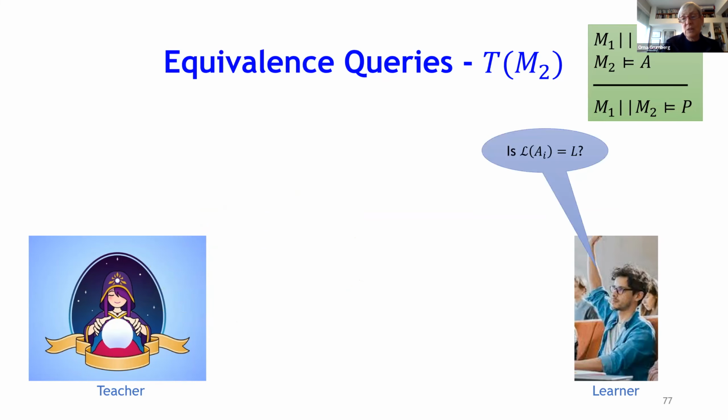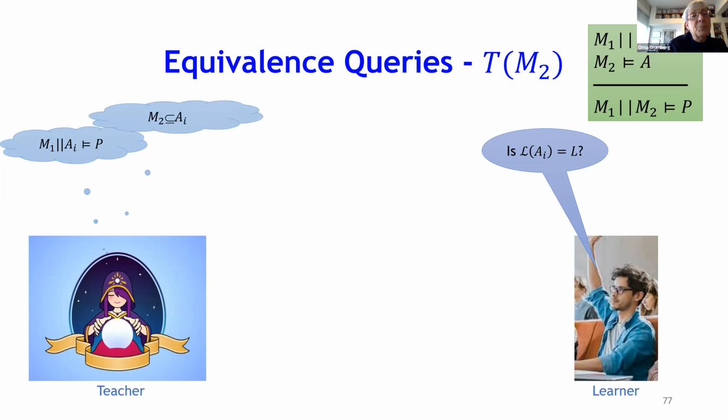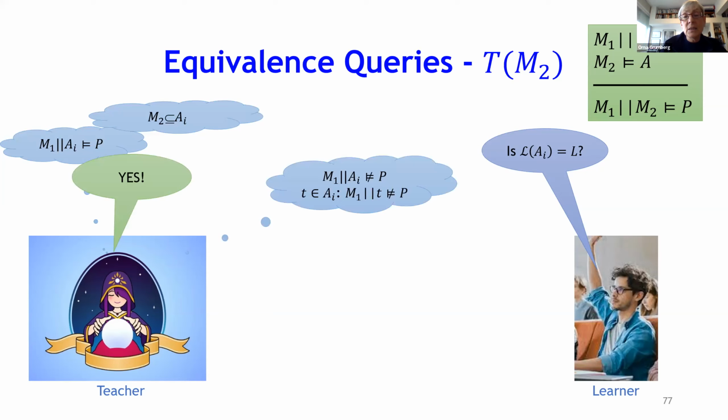Another kind of question that the learner asks is, once it has already constructed some assumption, it checks whether this assumption has the language of the unknown language. And now the teacher checks the premises of the rule. If the premises both hold, then it can say yes.